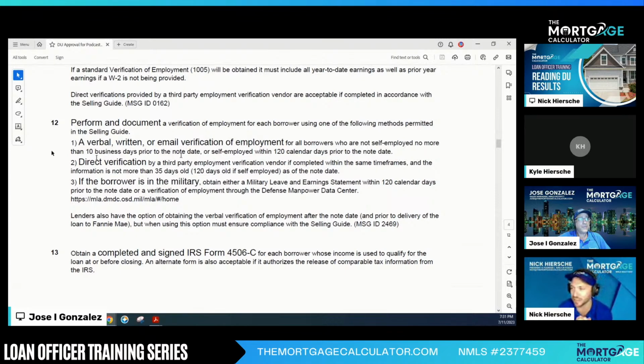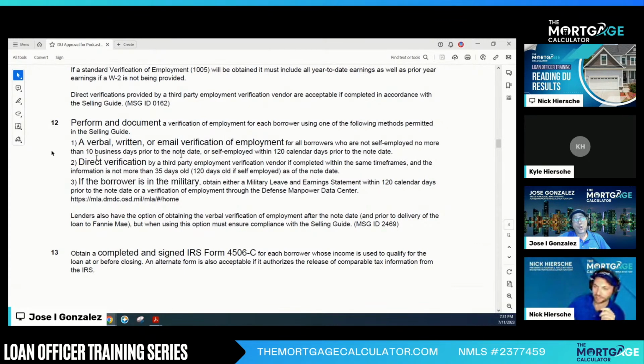This is every conventional. This is every FHA. This is every USDA. This is every Freddie Mac. And this is every non-QM file that includes income. So that's a great little tip there. At least they have a couple options now, but it used to be just verbal.